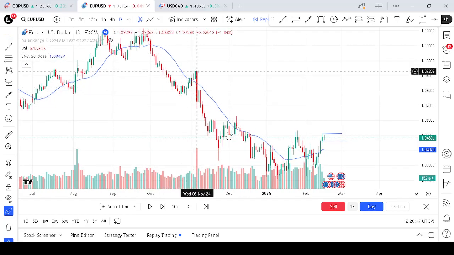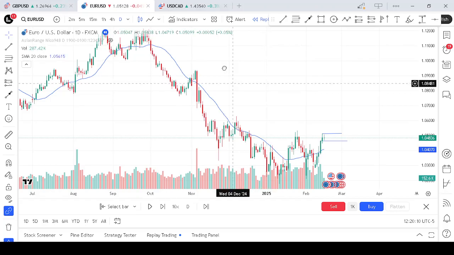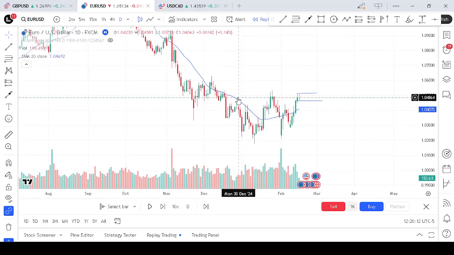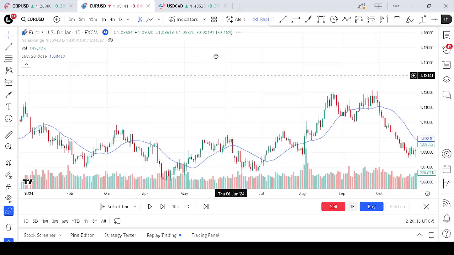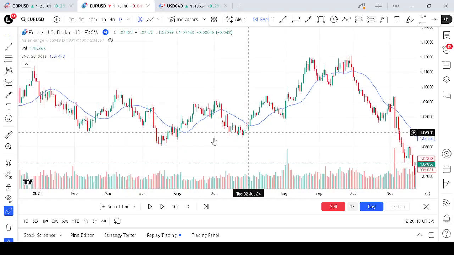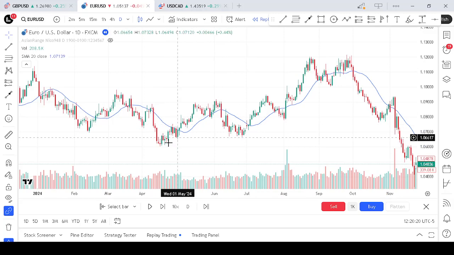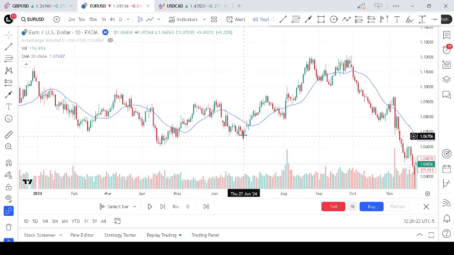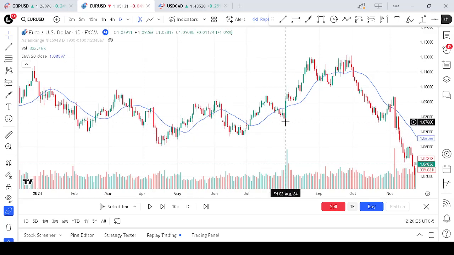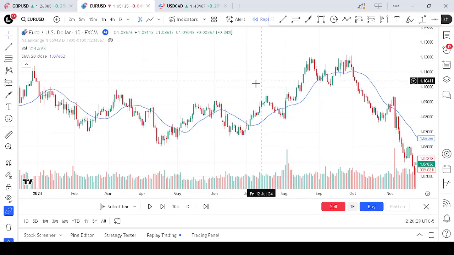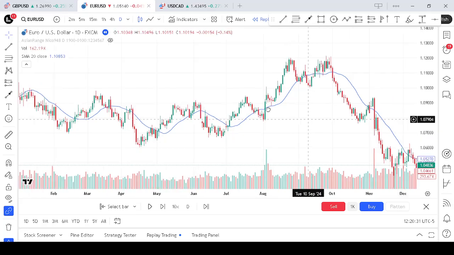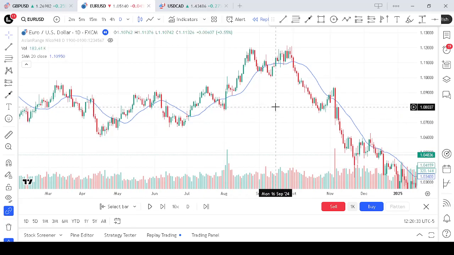Lower lows, lower highs, lower lows, lower highs. If you look at this part of the market, you can see that the market is trading to the upside. Higher high, higher low, higher high, higher low. The context helps us to avoid trading against the dominant market flow.